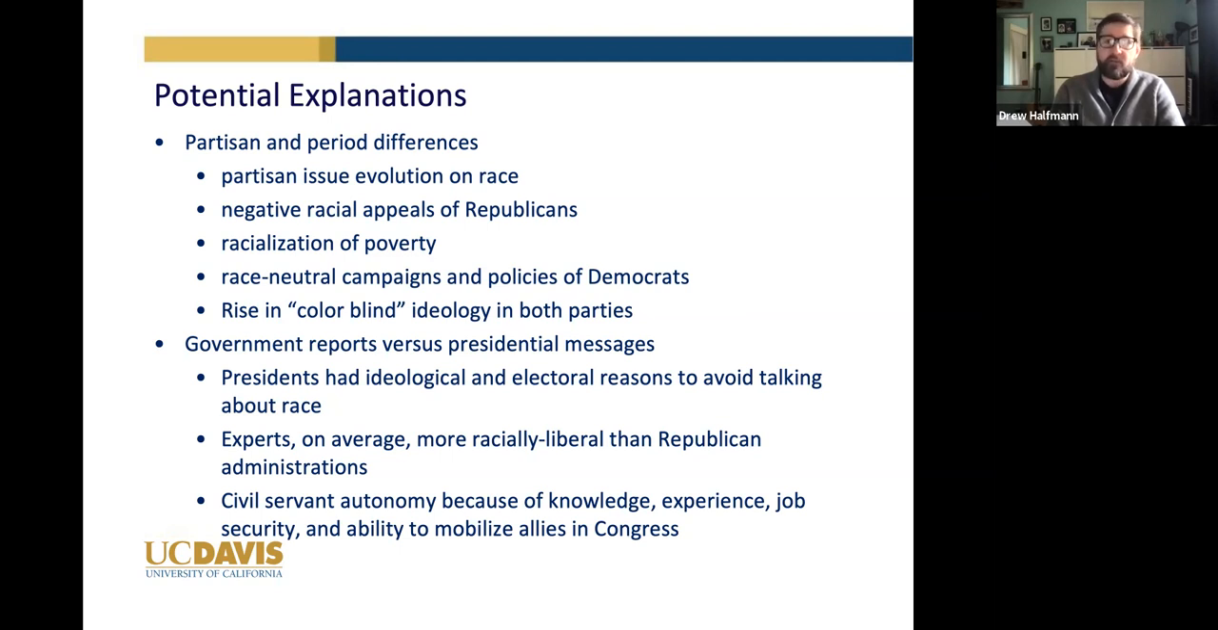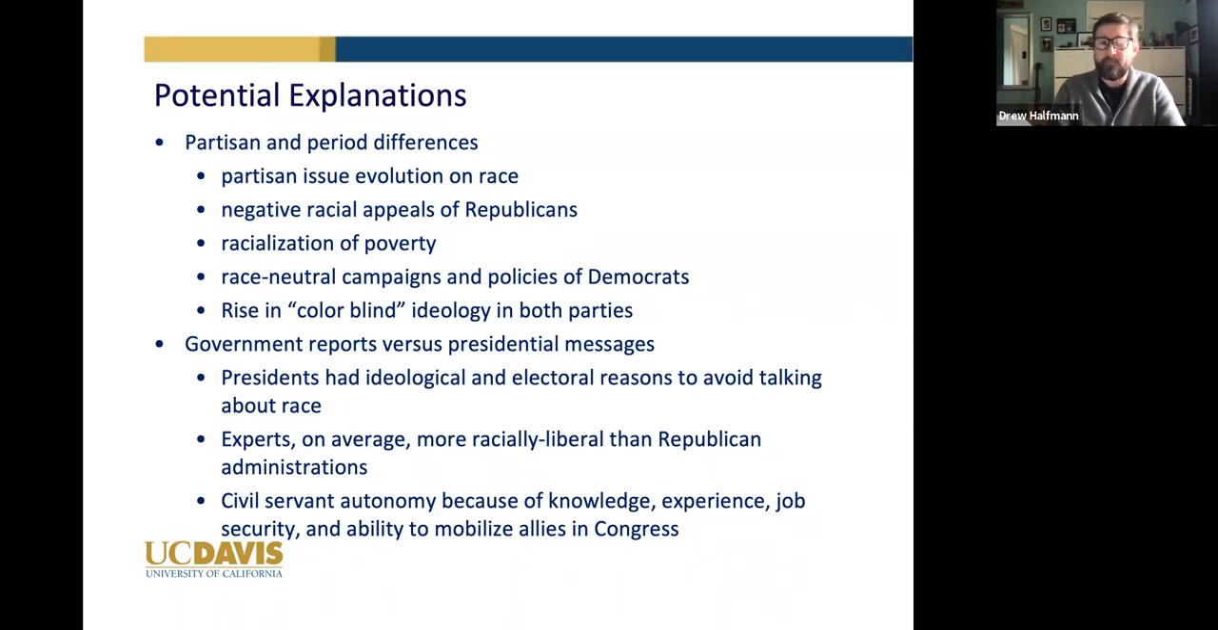You saw, again, starting with Nixon, the extensive use of negative racial appeals by Republicans to get elected. Part of this was the racialization of poverty. In 1996, you had the majority of Americans believing that the majority of recipients of welfare were Black or Latino. At the same time, as the result of the success of these Republican appeals, Democrats started to take on these race-neutral strategies as well. And then also you have a rise of colorblind ideology in both parties.